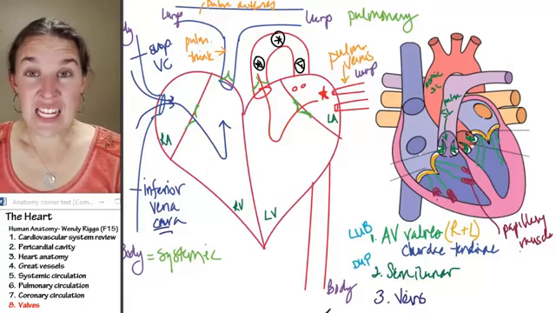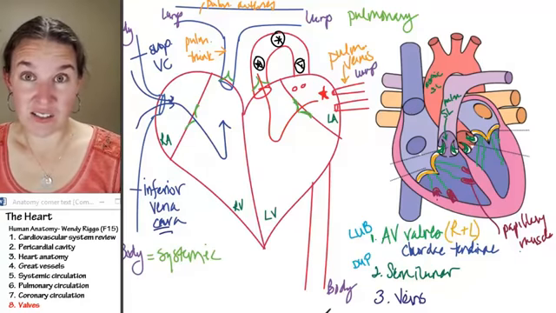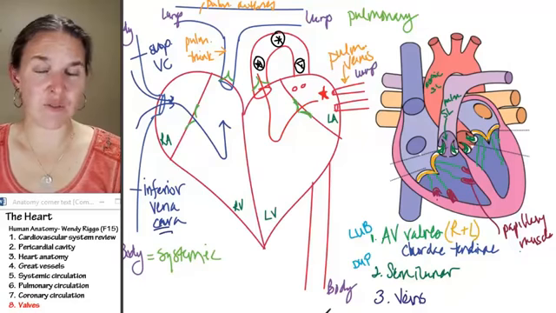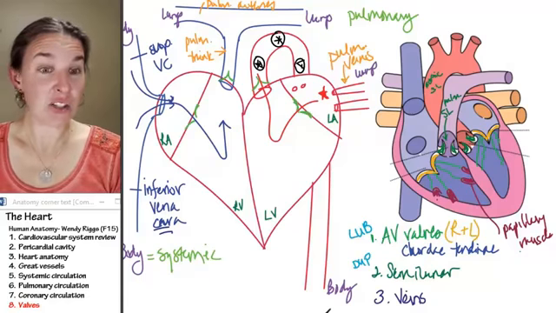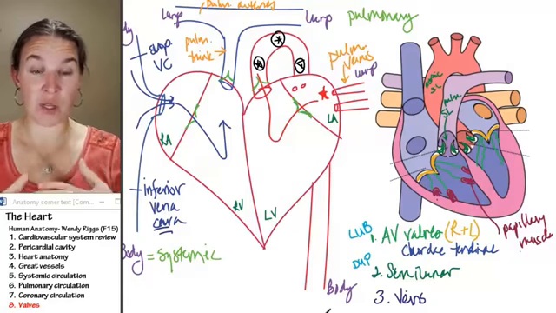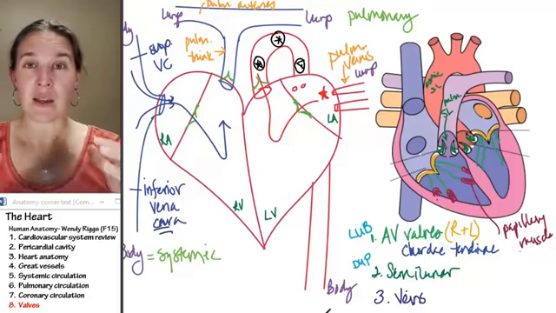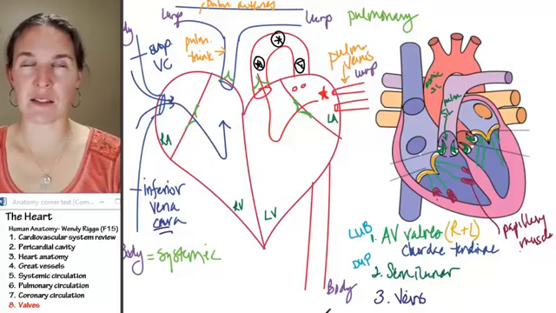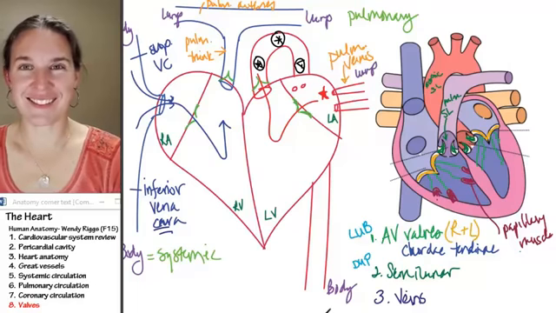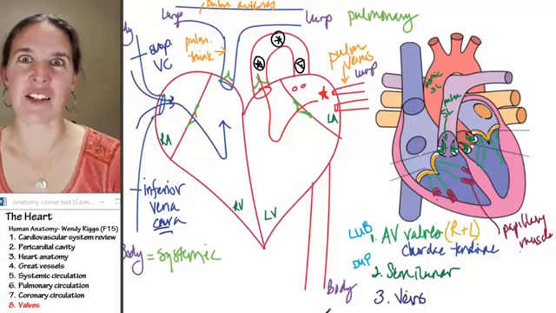If your venous valves start to get floppy or break down, you can get varicose veins. Varicose veins are just kind of blown out and expanded vessels, veins, because the valves in your veins aren't working.